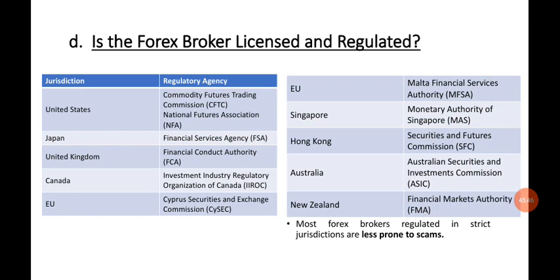Hong Kong has the Securities and Futures Commission. Australia has the Australian Securities and Investments Commission. New Zealand has the Financial Markets Authority. So most forex brokers regulated in strict jurisdictions are less prone to scams.